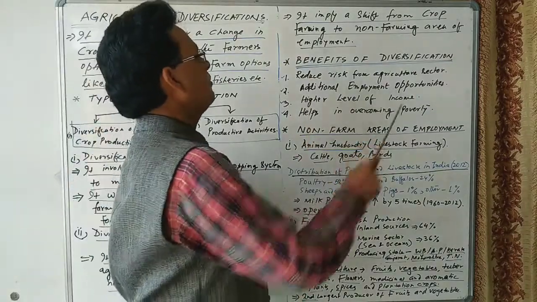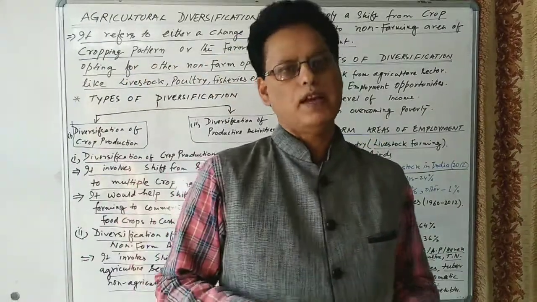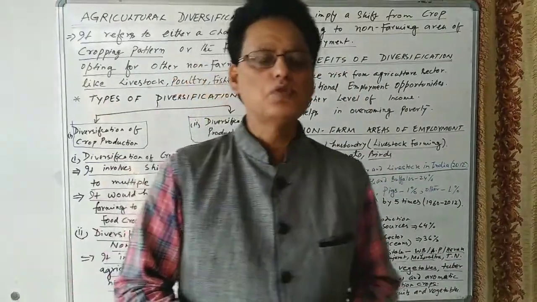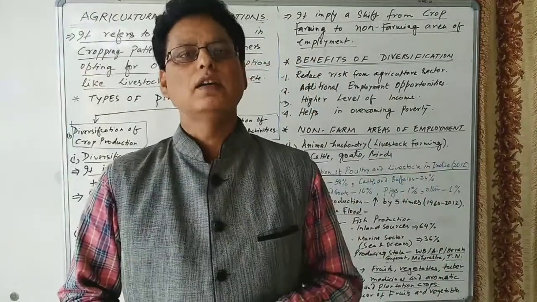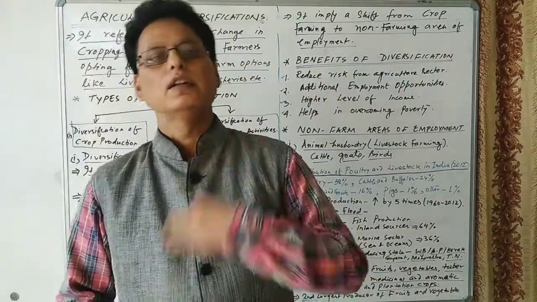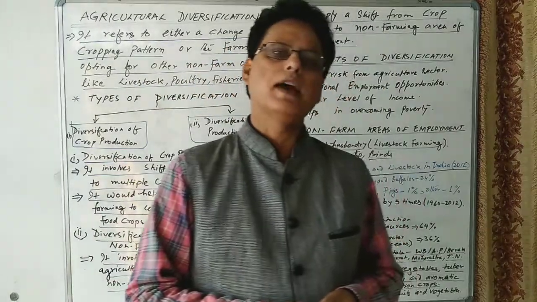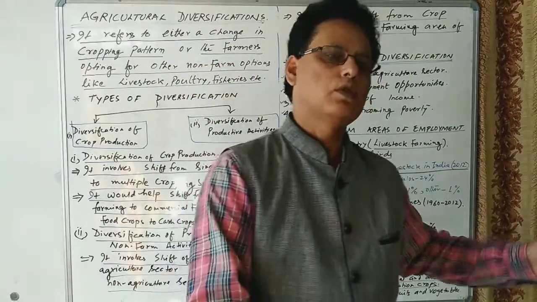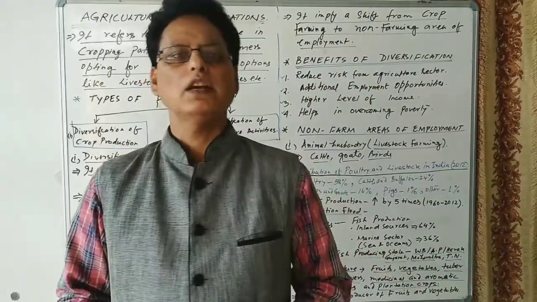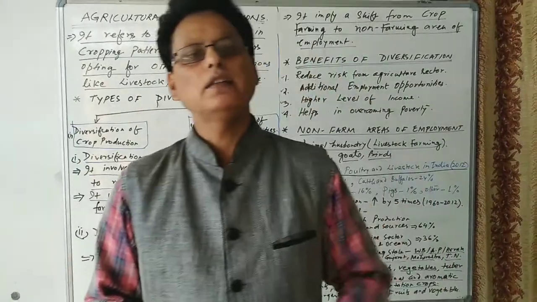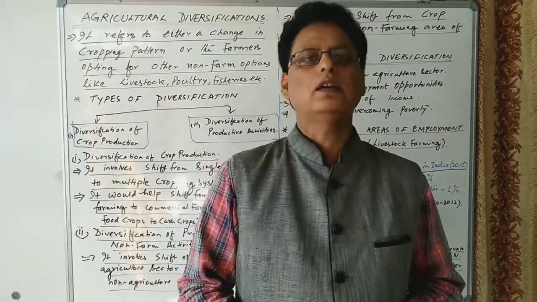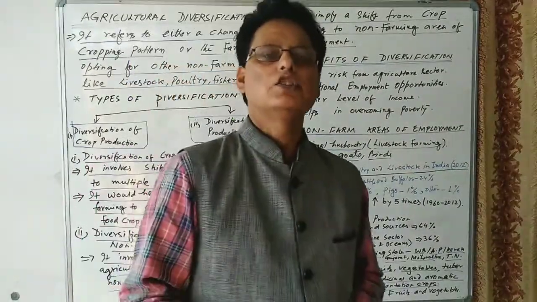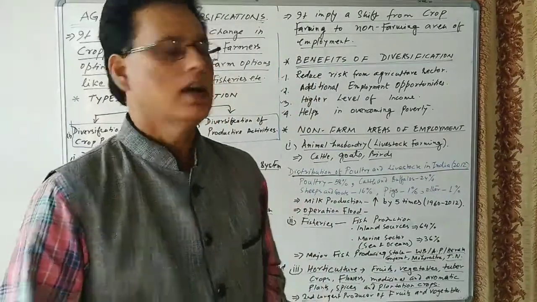The second one is additional employment opportunities. If farmers raise cows or buffaloes and produce milk, or raise cattle for beef purposes, then they will earn additional income. So side by side, they can grow crops, and along with the crops, they can raise cattle and earn additional income. So diversification of agriculture makes farmers earn additional income.